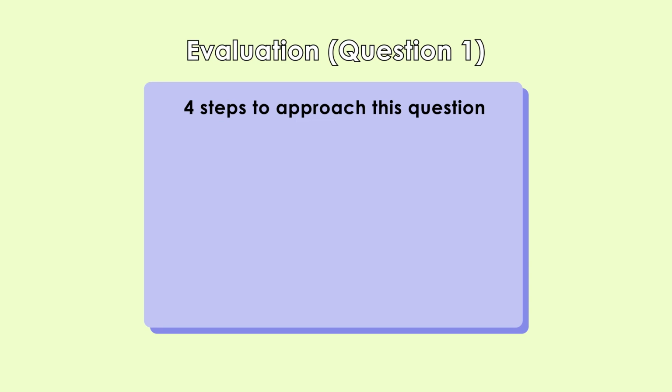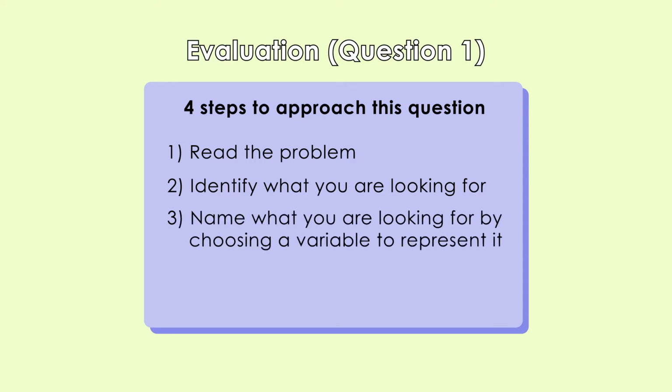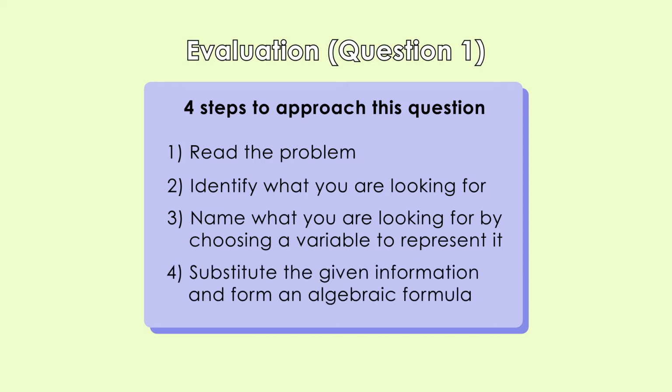Dear students, there are 4 steps to approach this question. Step 1. Read the problem. Step 2. Identify what you are looking for. Step 3. Name what you are looking for by choosing a variable to represent it. For example, let the price of the ice cream be x and the price of a chocolate bar be y. Step 4. Substitute the given information and form an algebraic formula.